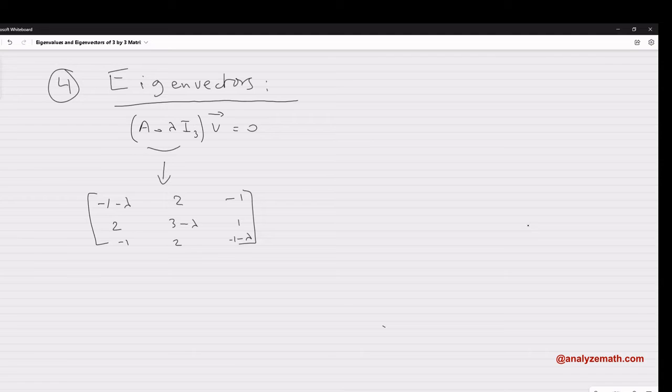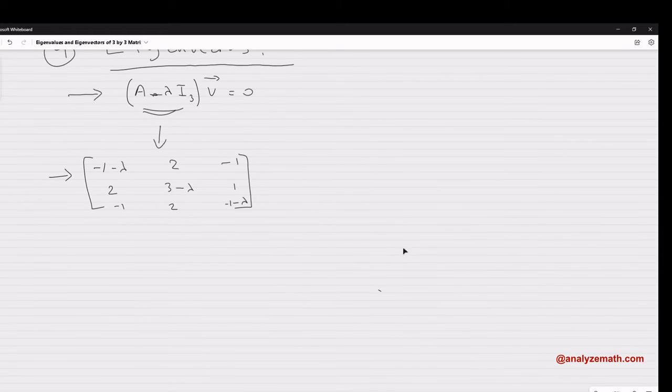We now go to objective number 4, which is finding the eigenvectors. Now remember the equation we have to solve. It's (A minus lambda I3) V equal to 0. And this, we found above, is given by this matrix. So now we start the calculation, and we start with the first eigenvalue, lambda 1 equal to negative 3.